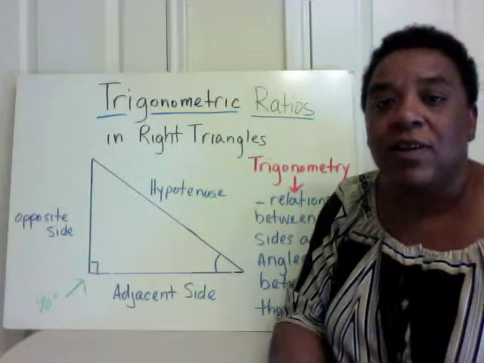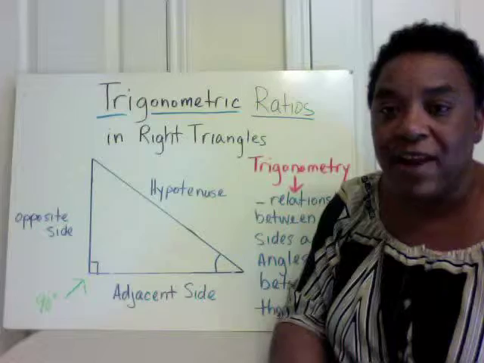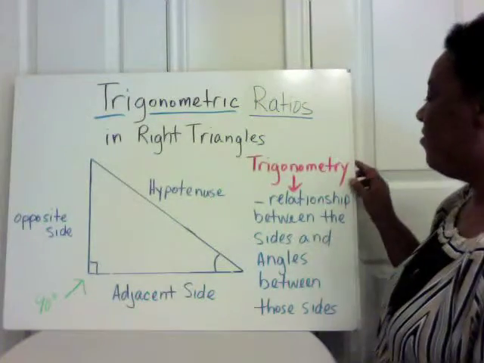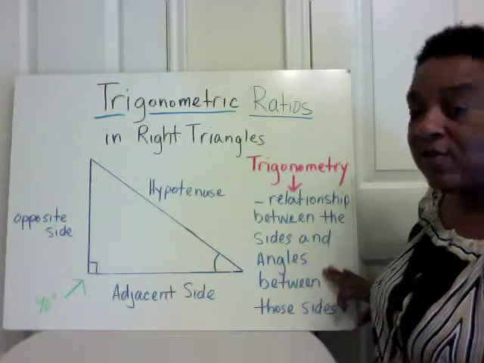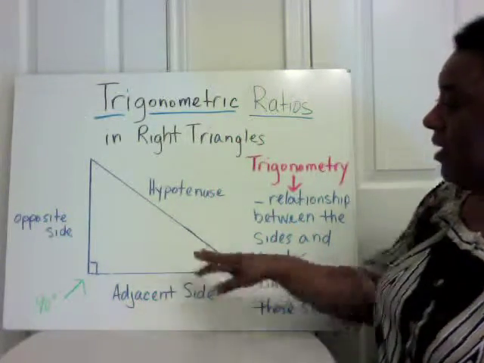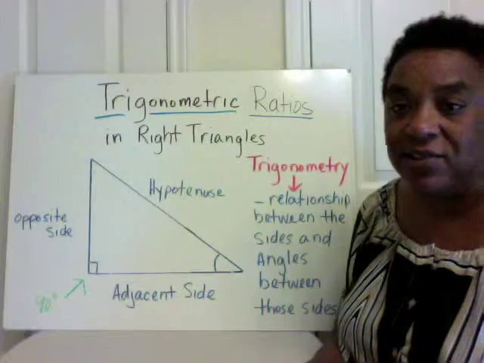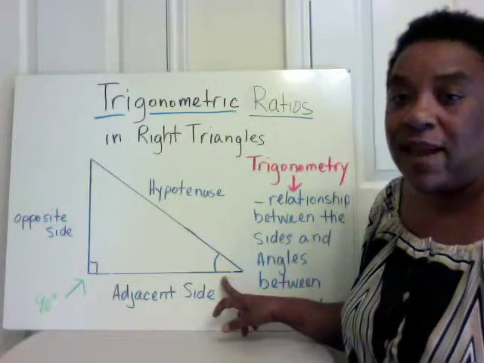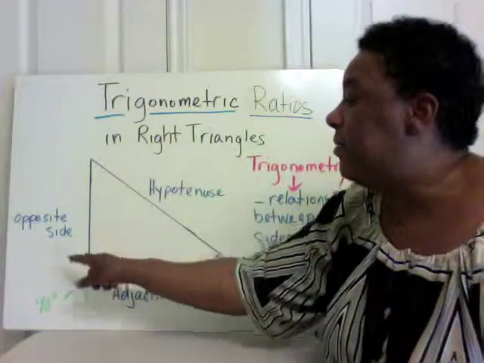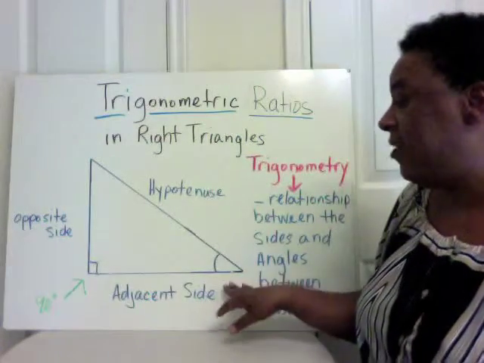Let's talk about trigonometric ratios in right triangles. Now, trigonometry is the relationship between the sides and angles between those sides. Here I have a picture of a right triangle. This is our right angle, and this is an acute angle. We name the sides based on these angles.